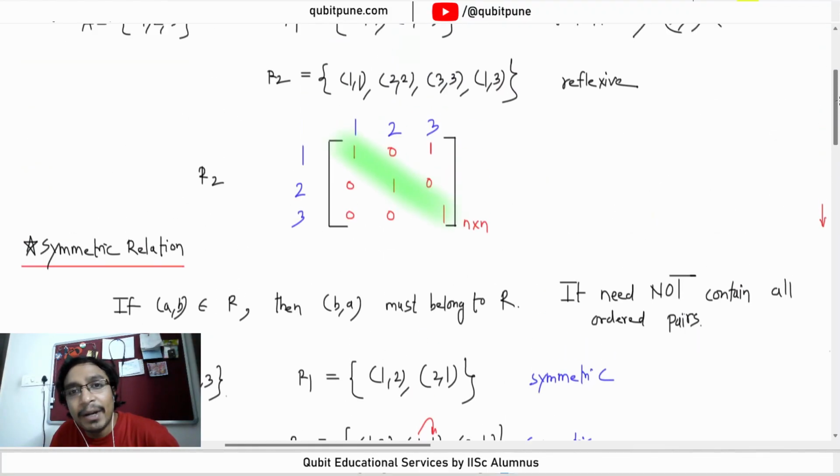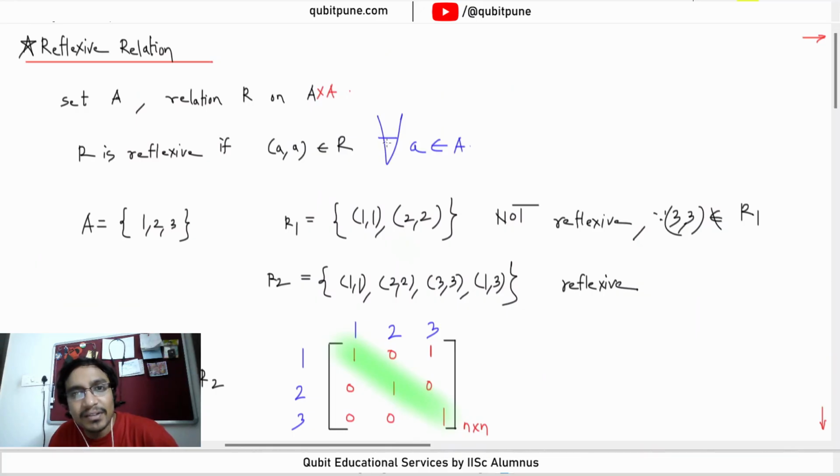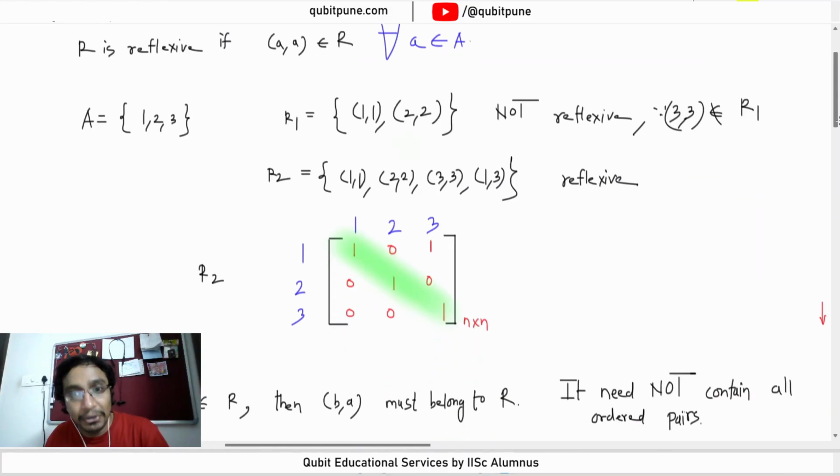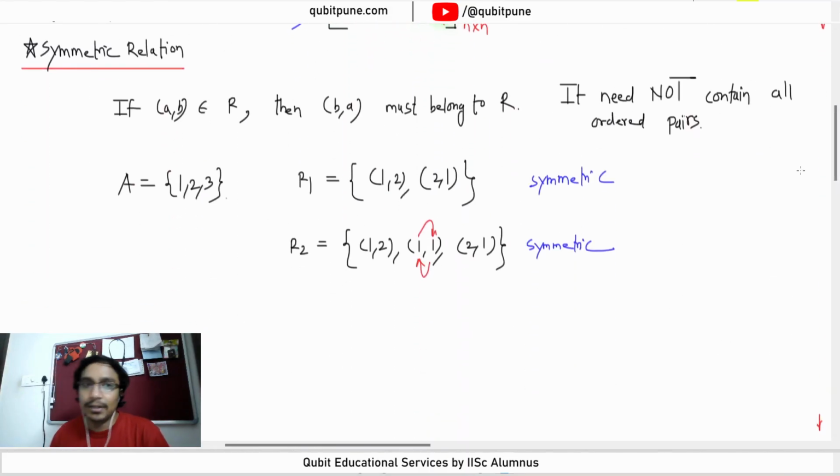So the requirement of the universal quantifier "for all" is there only for the reflexive relation definition, and not for symmetric or even for transitive. It's not there. Is that clear? Now for a symmetric relation, the matrix that we use to represent it is always symmetric. Now, isn't that beautiful?